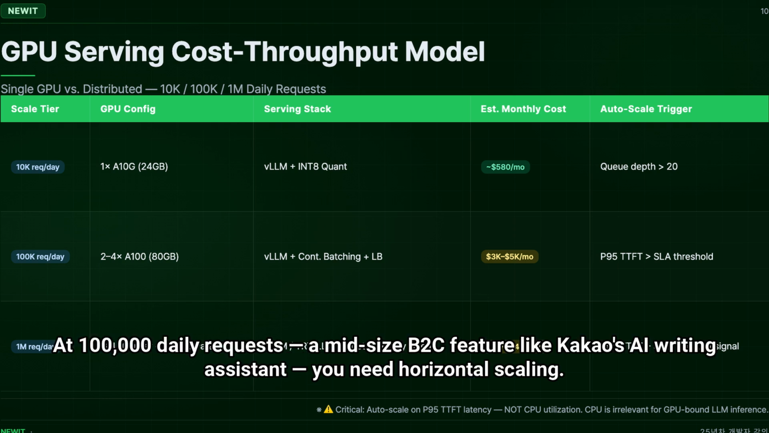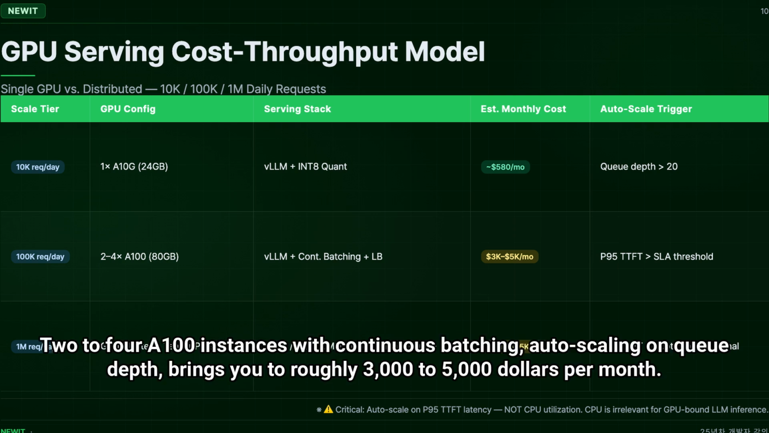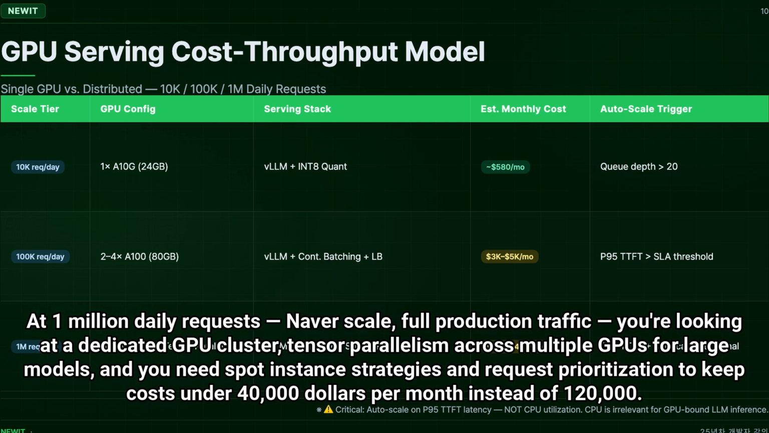At 100,000 daily requests, a mid-size B2C feature like Kakao's AI writing assistant, you need horizontal scaling. 2 to 4 A100 instances with continuous batching, auto-scaling on queue depth, brings you to roughly $3,000 to $5,000 per month. At 1 million daily requests, Naver scale, full production traffic, you're looking at a dedicated GPU cluster, tensor parallelism across multiple GPUs for large models, and you need spot instance strategies and request prioritization to keep costs under $40,000 per month instead of $120,000.